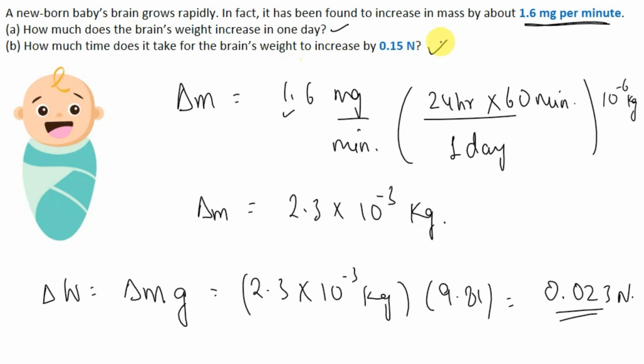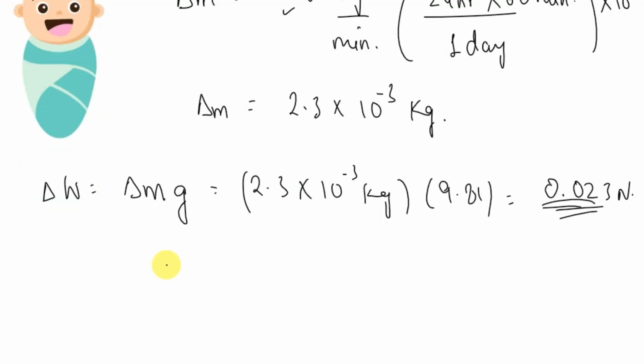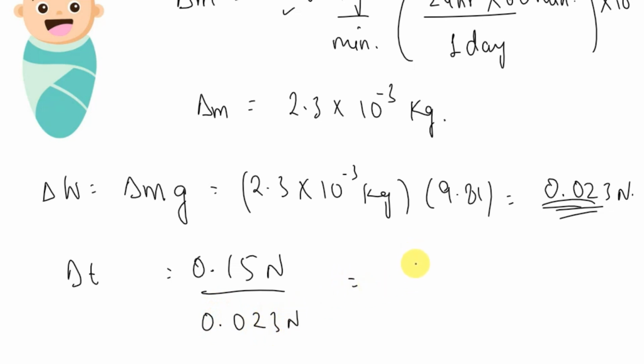Now in part B it says, how much time does it take for the brain's weight to increase by 0.15 Newton? In 1 day this much weight is increased, so in how many days would the weight become 0.15 Newton? Just divide by this value, 0.023 Newton, and that comes out to nearly 6.6 days. So in just 6.6 days the weight grows by 0.15 Newton.